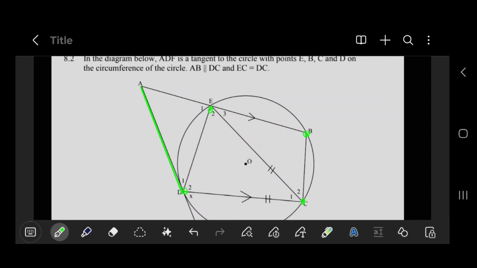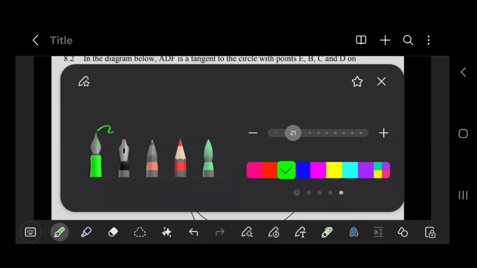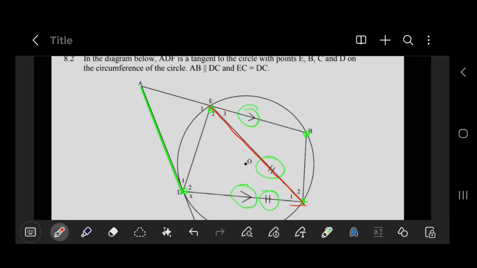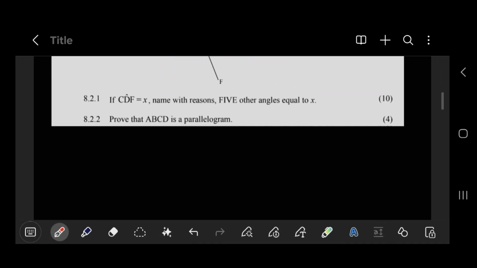Then we're also told that AB is parallel to DC. Here you notice it by those symbols. EB and DC are parallel to each other. And also we are given that line EC and DC are equal to each other. So since we see that those two lines are equal to each other, what we realize is that this is an isosceles triangle. So we've got more than enough information given in order for us to answer the questions.